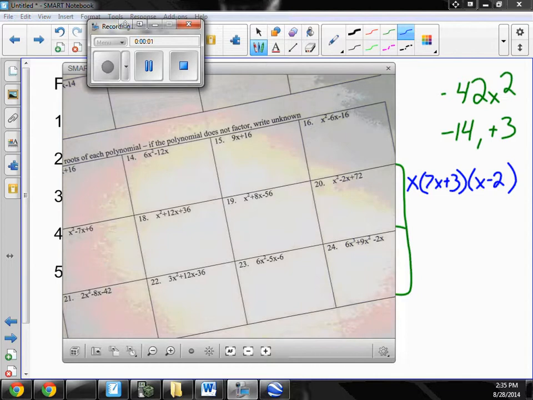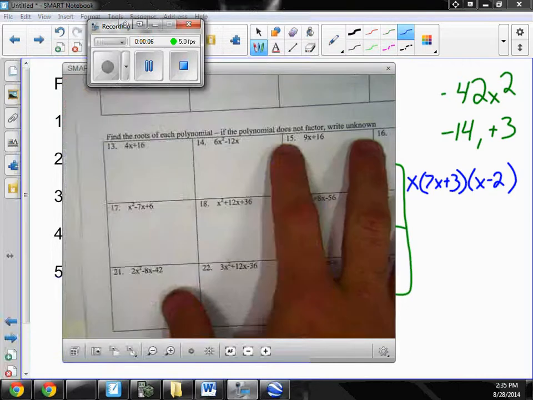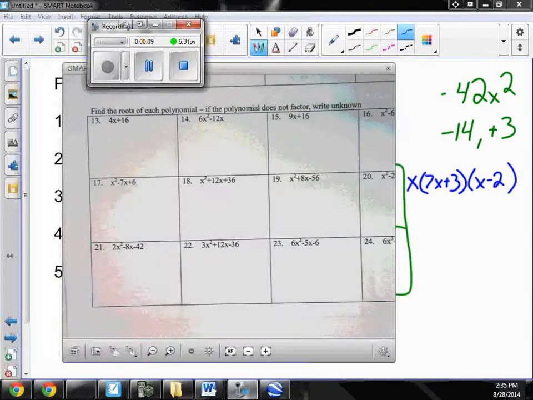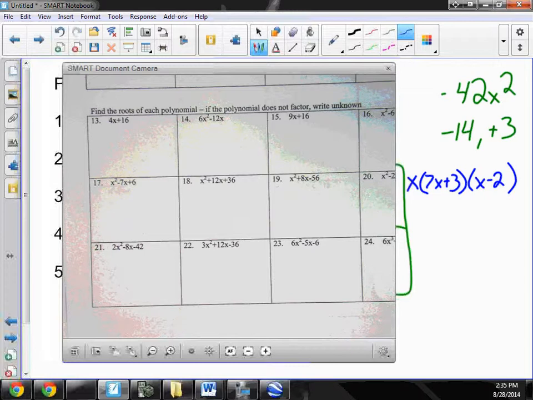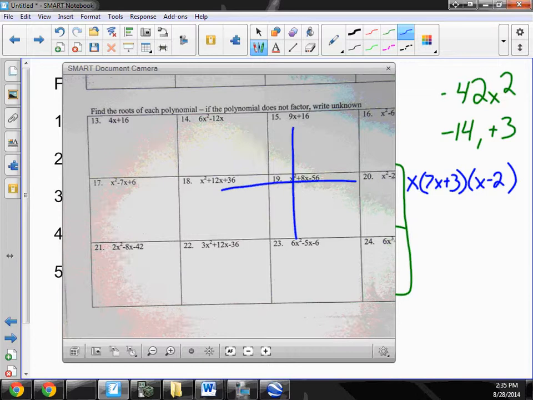Take a look at the second half of this worksheet. So we're going to start on number 13. What is the difference between factoring and finding the roots? Oh, that's good. So we are looking for where this polynomial would cross the x-axis if we were to graph it. So we factor it, and we take the factors, and we set them equal to something.